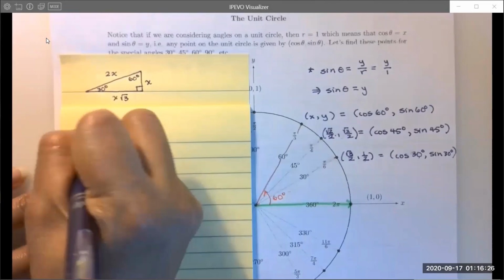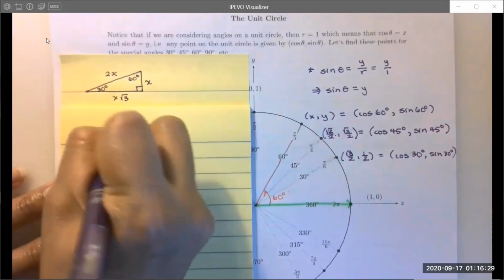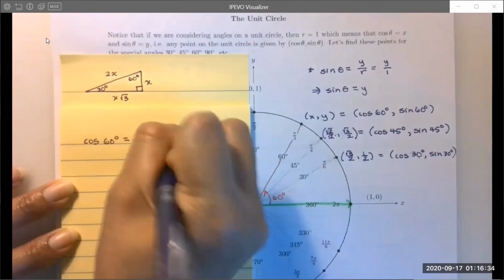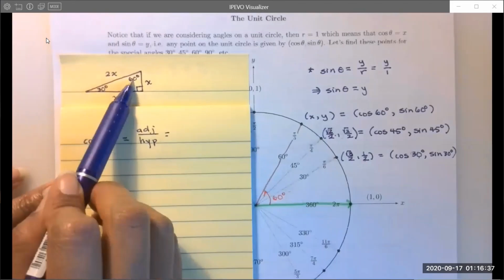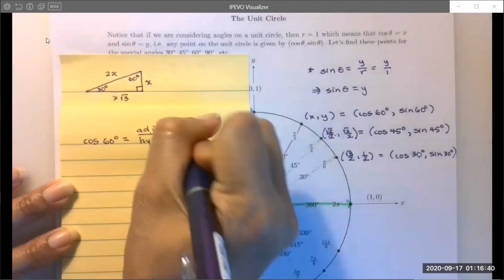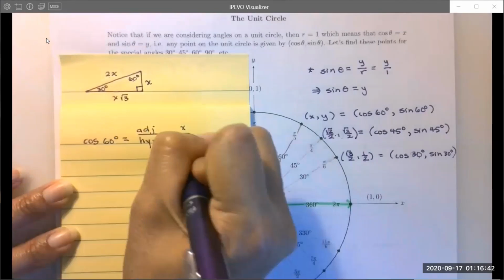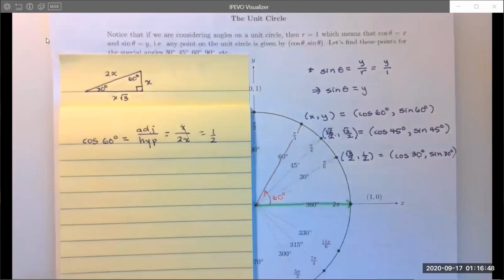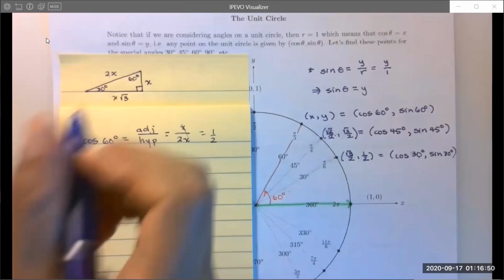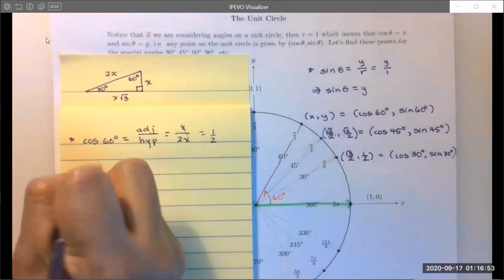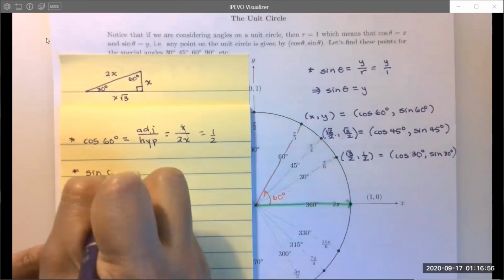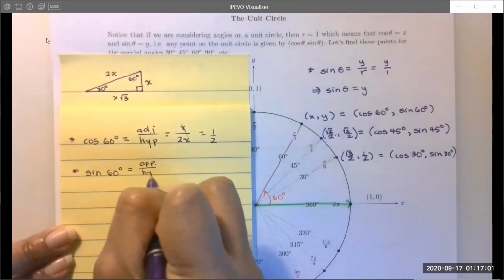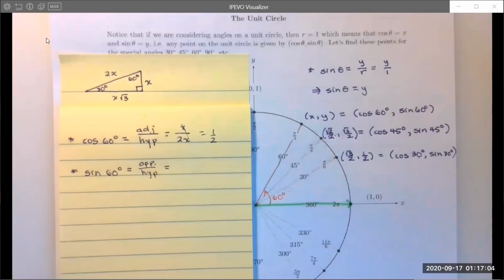So cosine of 60 degrees is going to be adjacent over hypotenuse. Well, here's 60. Adjacent to 60 is x, so we would get x over hypotenuse, which is 2x. So x's cancel out, and we get 1/2. Now for sine of 60, that would be opposite over hypotenuse. Opposite over hypotenuse is going to give us what?